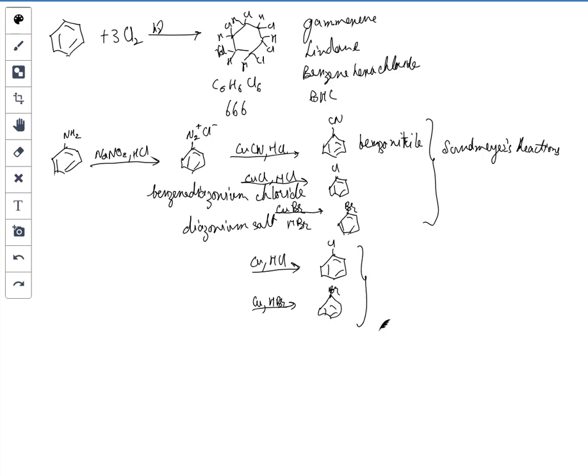Now it goes a little higher as compared to sand. Instead of mitti, it goes into gutter. It becomes gutter mein. Okay, these are Gattermann's reactions. Then, if we want to produce iodobenzene, we don't need to do a lot of things with it. We simply put KI and we end up with iodobenzene.